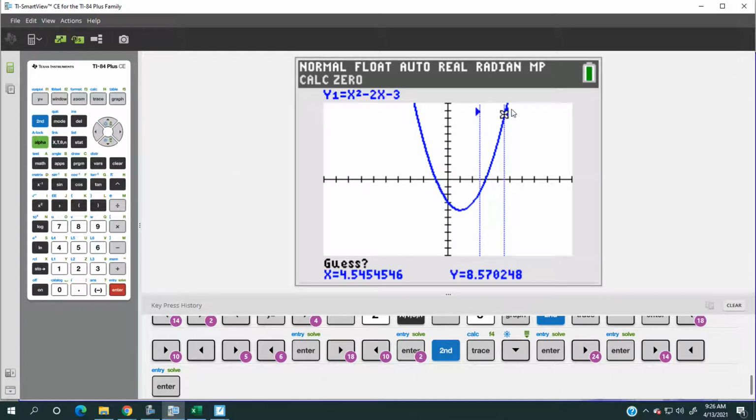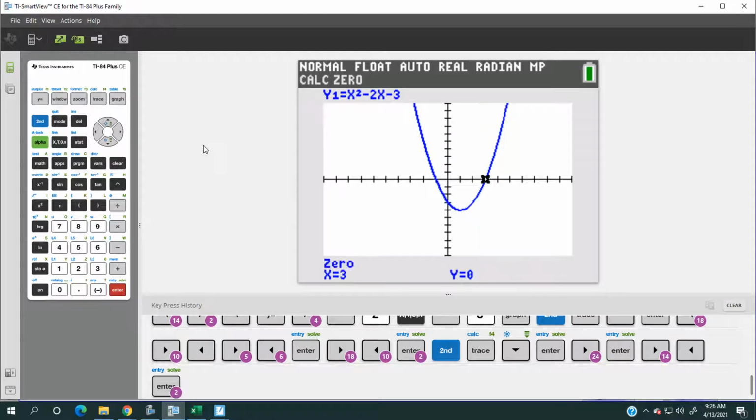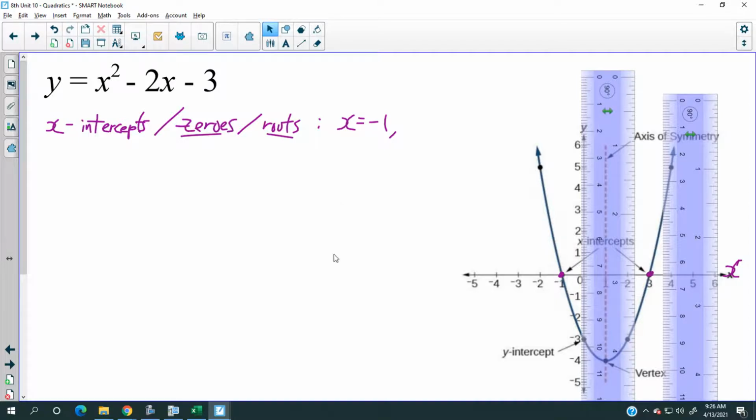Right, so now I got my two lines formed like that. I'm gonna press enter again. Look, x is 3, isn't this 3? So there you go. We got our two roots.